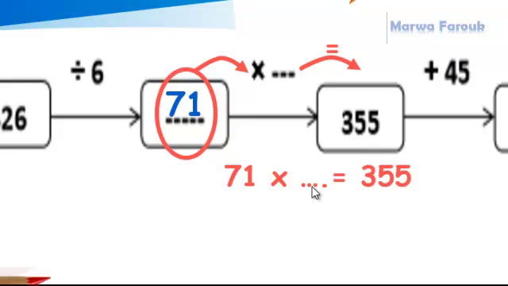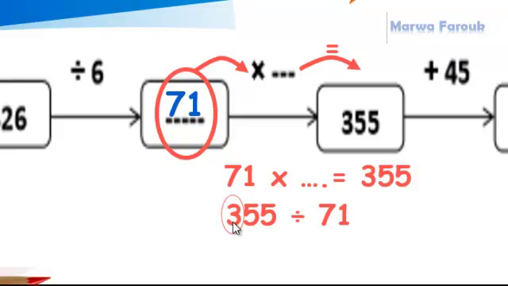71 times what equals 355? When I have a missing number in the middle and I have multiplication, I have to divide the bigger number by the smaller number. So I will say 355 divided by 71. And when we have more than one digit, we are going to take only the biggest digit here. The biggest digit here is 300 and here 7.